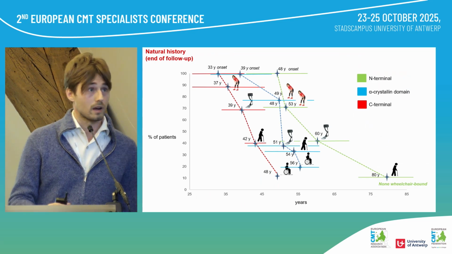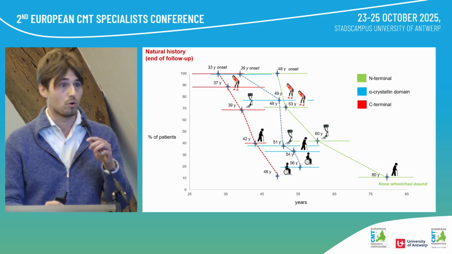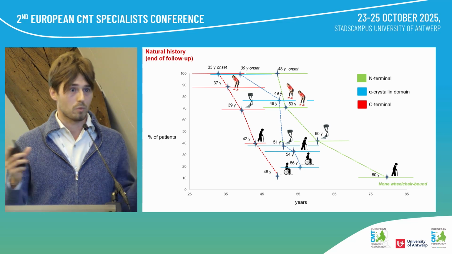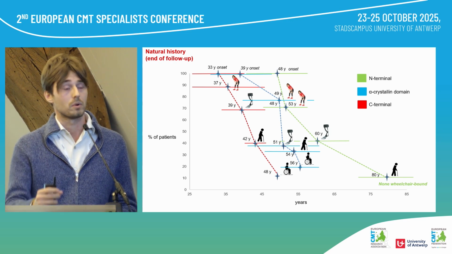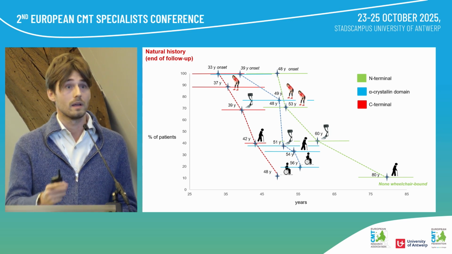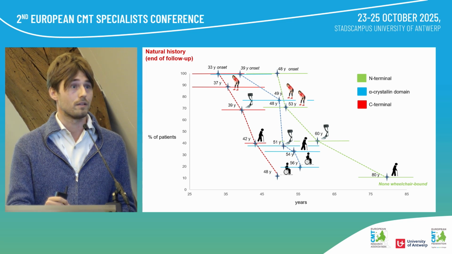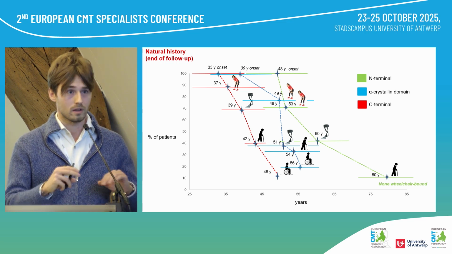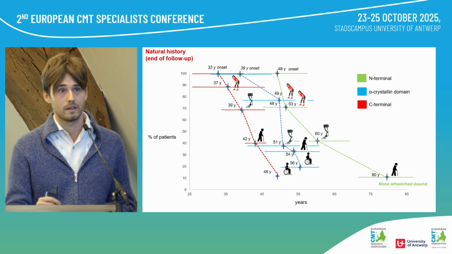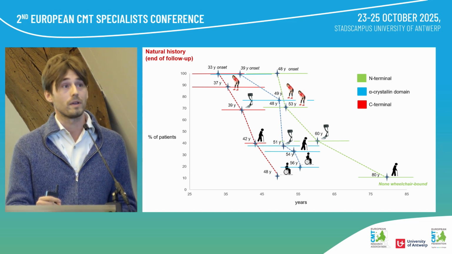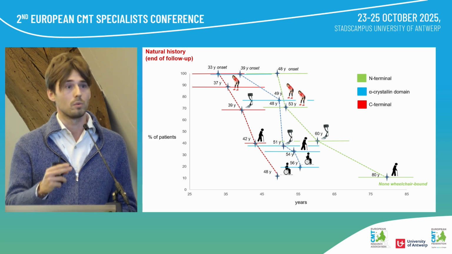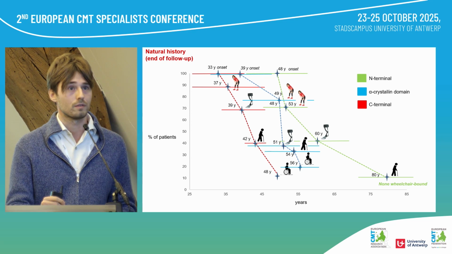And this is again the natural history of the cohort. If you remember, there were large standard deviations, reflecting the presence of clusters of patients progressing probably in a different way. Here we saw that by dividing the cohort by mutations in the three different domains, patients with C-terminal mutations had an earlier onset with very rapid progression of the disease.